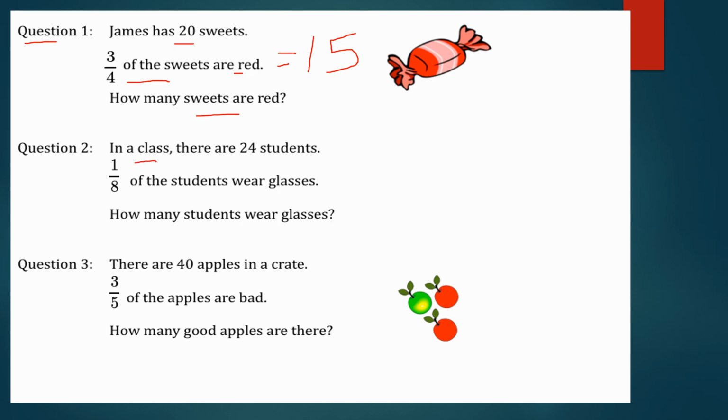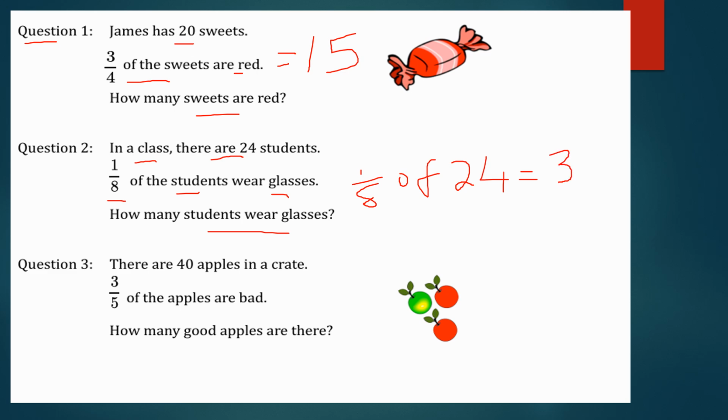Question 2. In a class, there are 24 students. 1/8 of the students wear glasses. How many students wear glasses? That'll be 1/8 of 24, so a fraction of an amount. We do 24 divided by 8 times it by 1, and we get 3. So 3 students wear glasses.